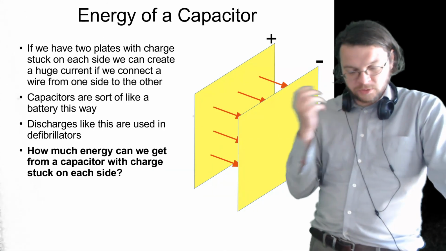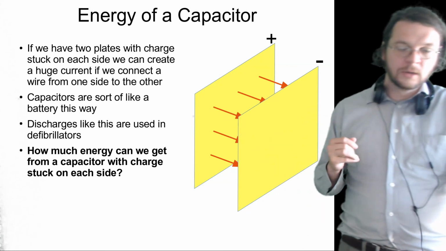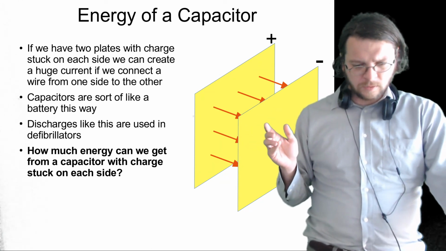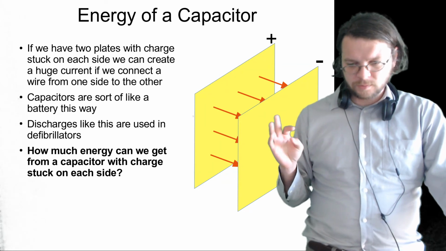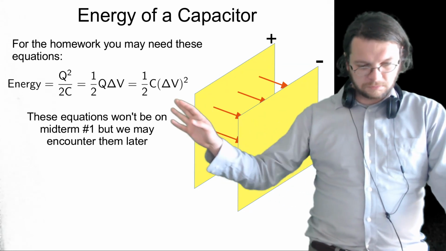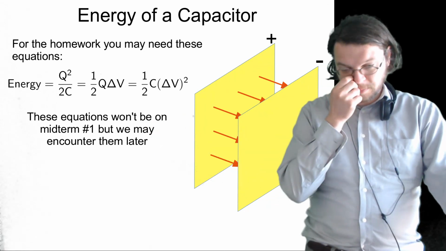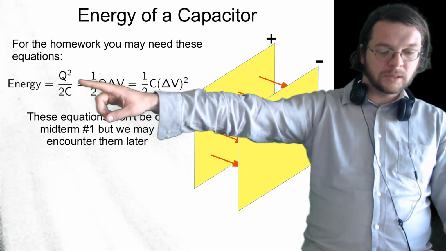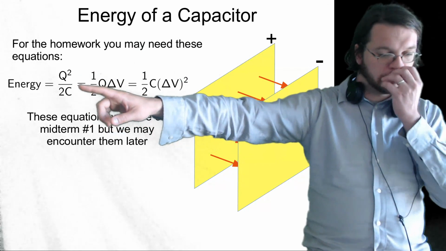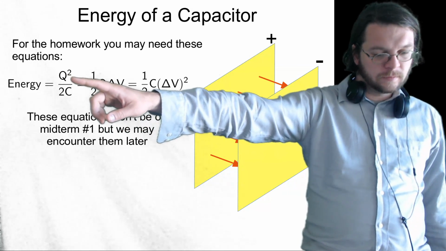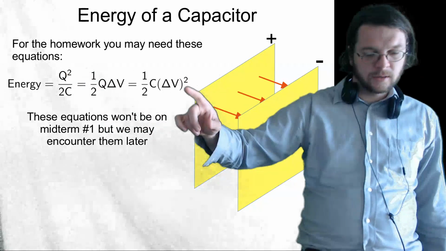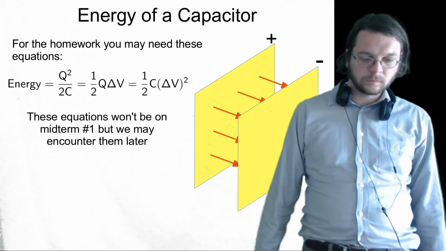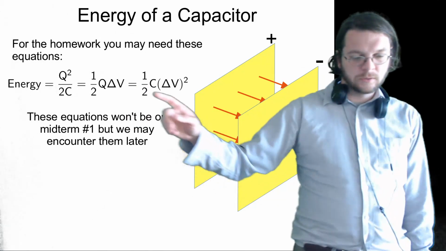So if we are trying to figure out how much charge we can store in this thing, I just want to talk about an equation from the book, which I think is on the homework. It's not going to be a big deal for the midterms, but I feel like I need to talk about it. The equation for how much energy is stored on a capacitor is Q squared over 2C. Remember that Q equals C delta V, so I can take one of those Q's and put that in, and I get this. Then I can take one of those C delta V's and make it into that. So these are all equivalent.